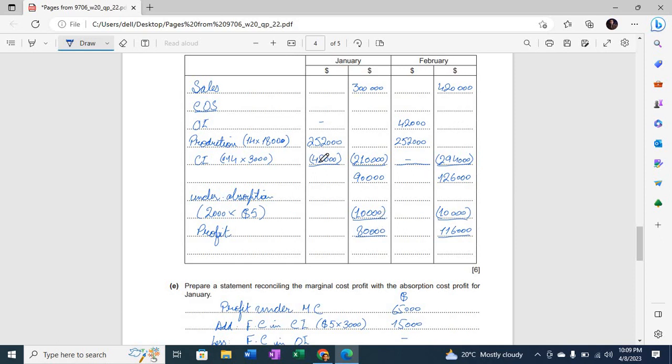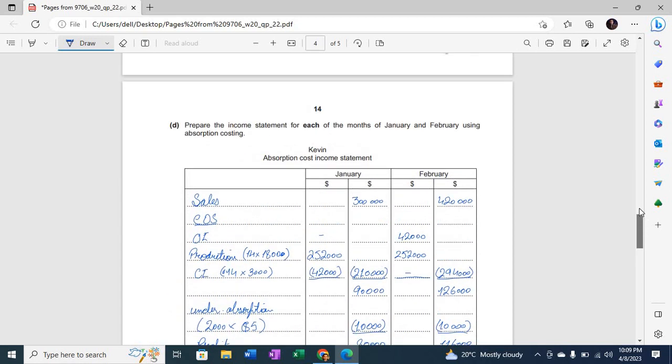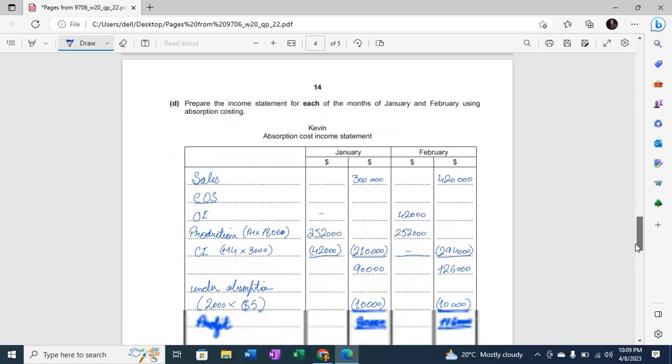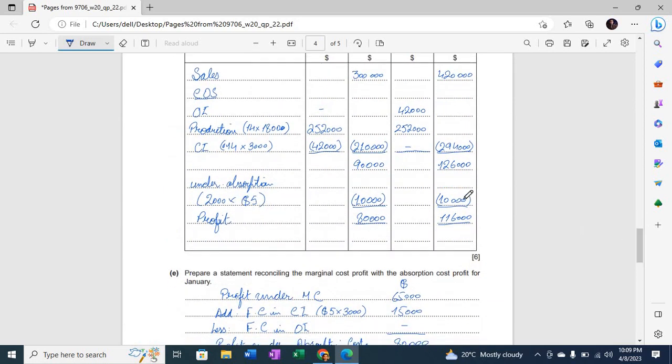Then for the next month, this closing inventory will become opening inventory. Production cost is again the same because you produced 18,000 units in February, and there is no closing inventory because now you have sold all the units. Your production was 18, your opening inventory was 3, and you sold 21,000 units in February. So the total cost will be $294,000. Your gross profit is $126,000. Again, you have underproduced 2,000 units. In February you have 18,000 units of production and the fixed cost per unit is 5. 2,000 into 5, again your under absorption is $10,000. 126 minus 10, your profit is $116,000.